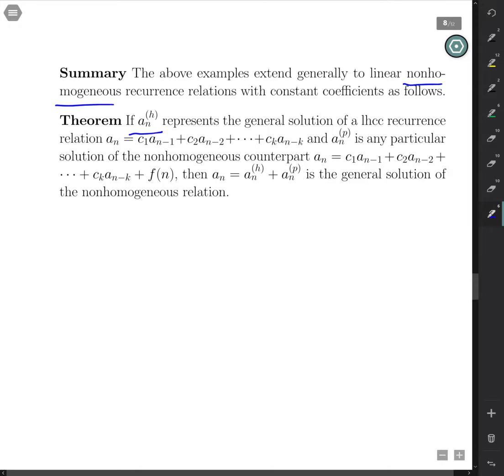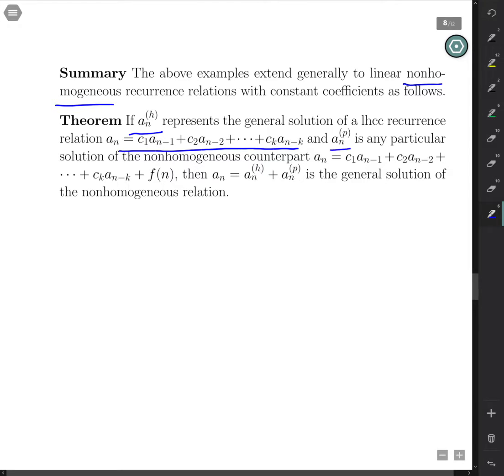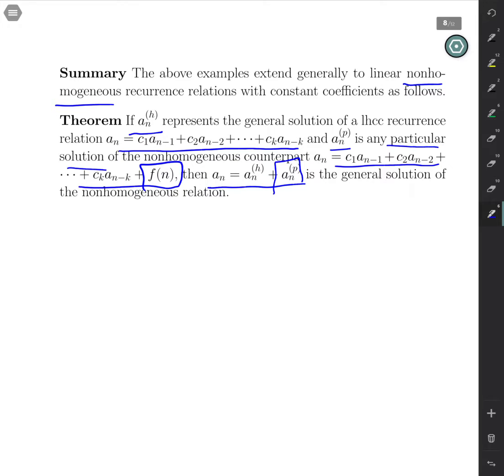If A sub n h represents the general solution of the recurrence relation I've underlined here, linear, homogeneous, constant coefficient, and A sub n super p is any single particular solution of the non-homogeneous counterpart, where we have the non-homogeneous part here, then a sub n equals the sum of the homogeneous solution, which will have arbitrary constants in it, and the particular, which will not have arbitrary constants in it. That is the general solution of the non-homogeneous relation. So that's a way that we can put things together as we have been doing.